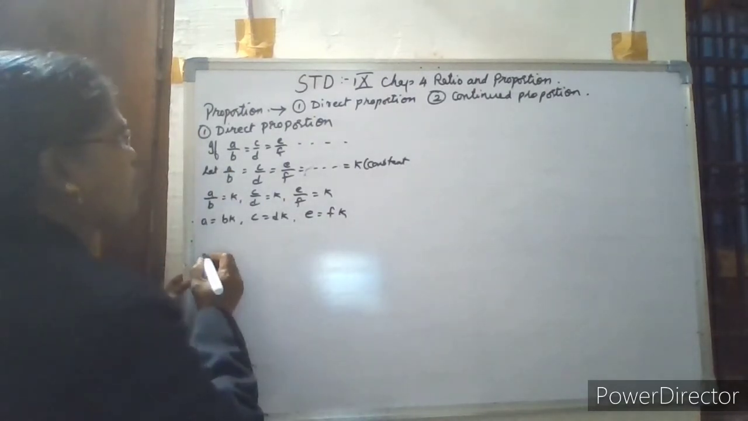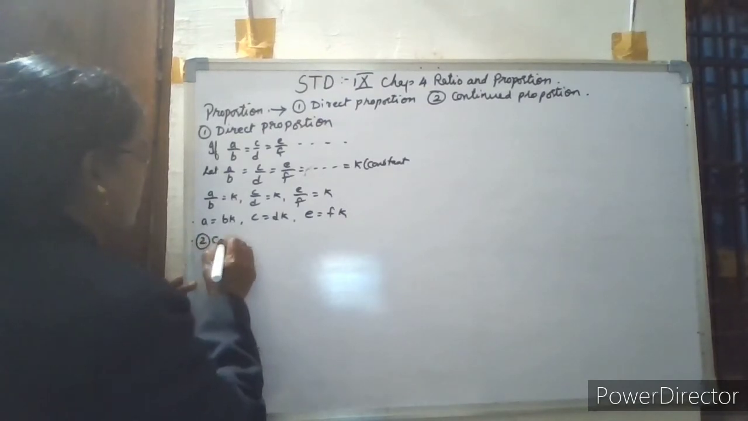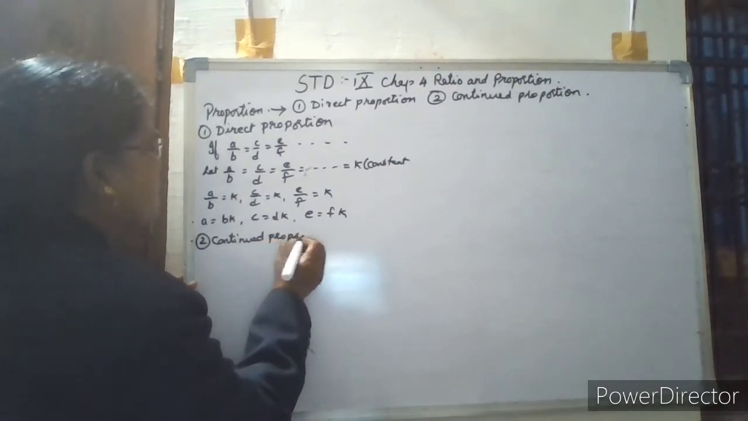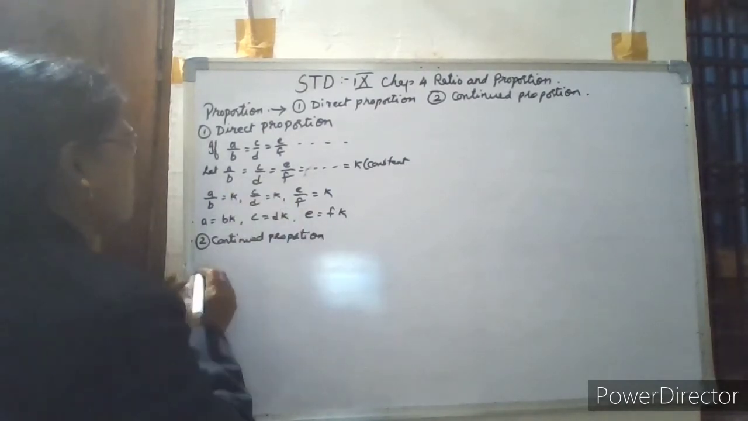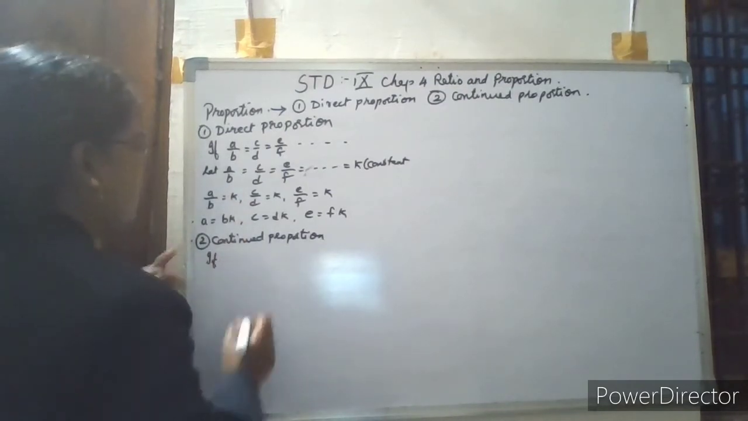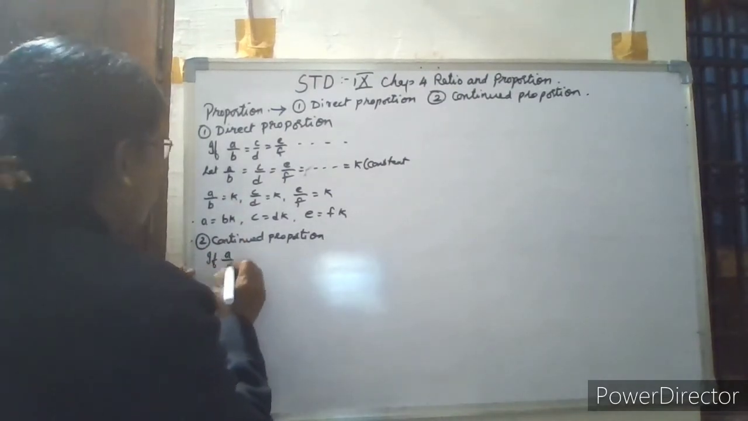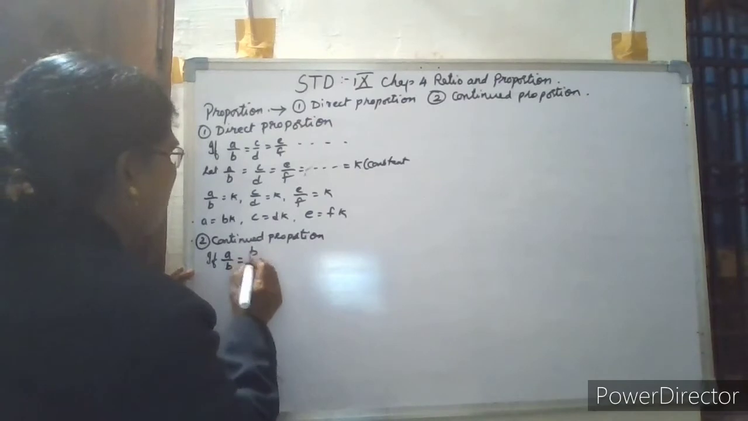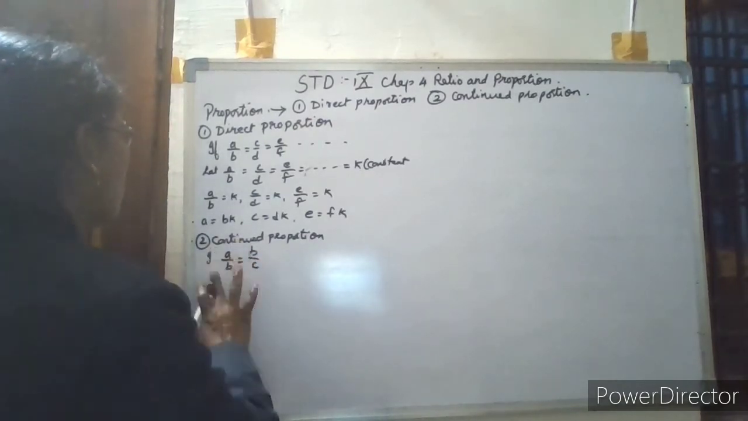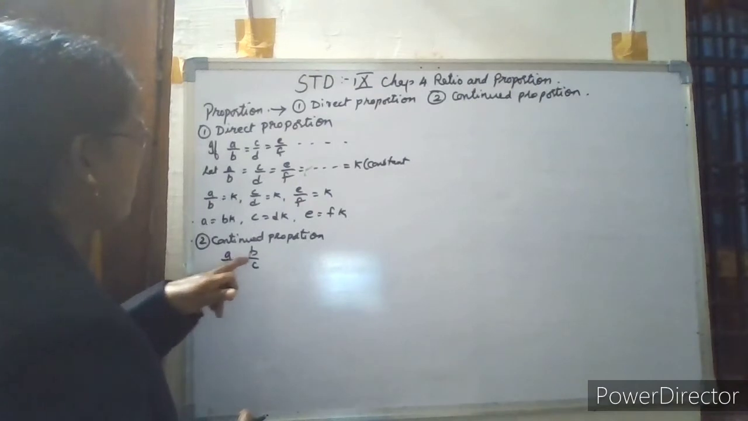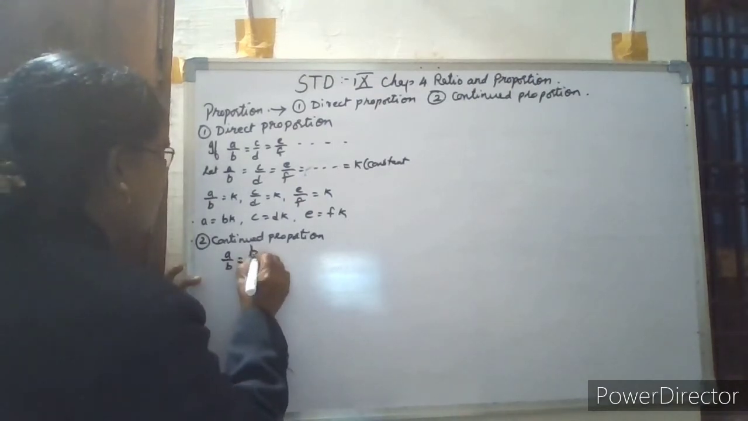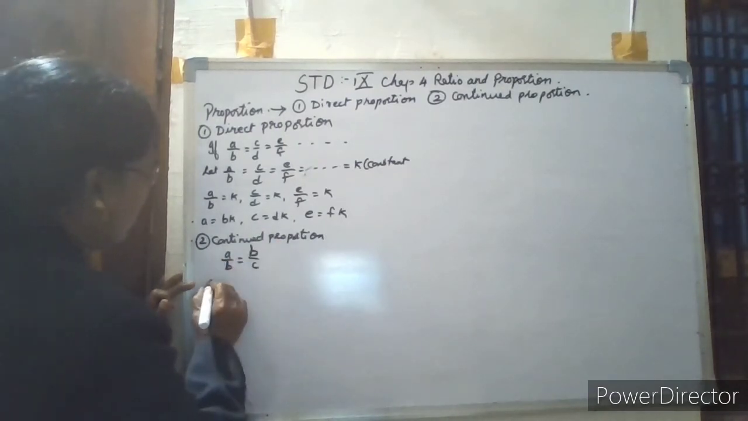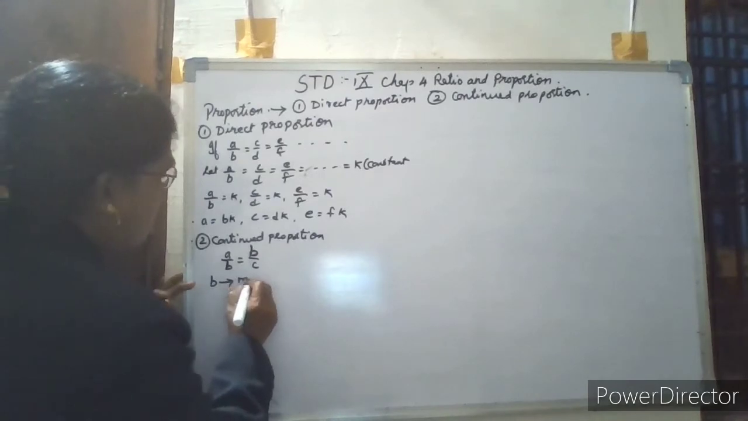Now for continued proportion, the second one. Again in the same manner, suppose for continued proportion A by B is equal to B by C. It will be in this form. If only two ratios are there, then you see B here and B here also. This is called the mean proportion. B is called the mean proportion.